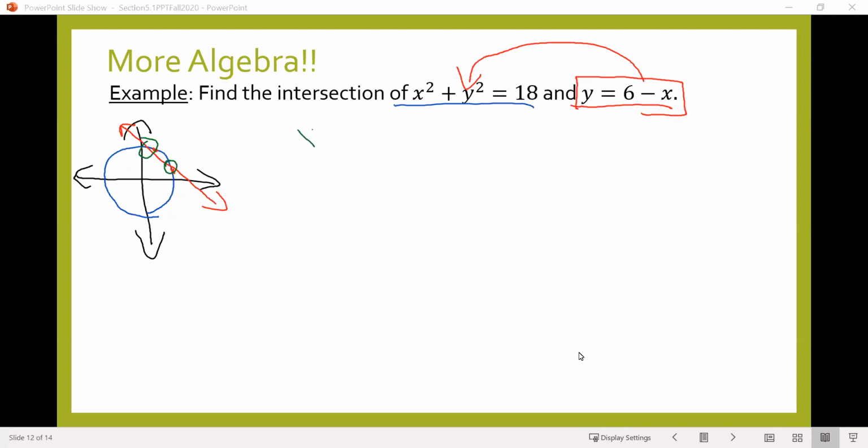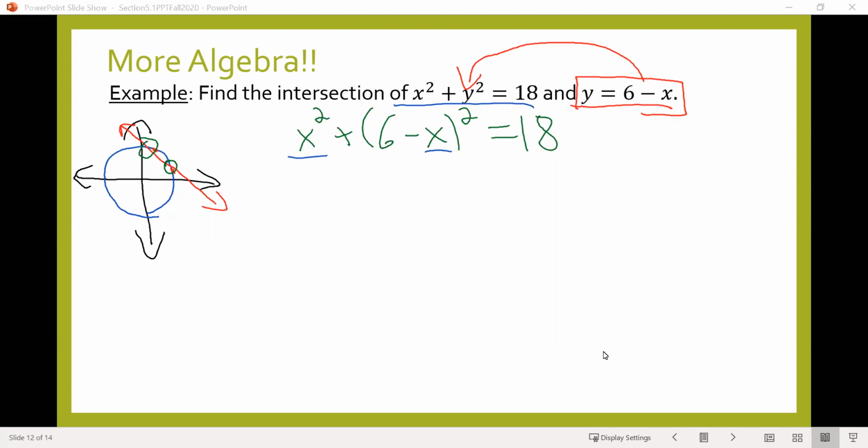So once we do, we have x squared plus, plug it in for y now, we have 6 minus x squared. So that value, again, 6 minus x is taking the place of the y, equals 18. And notice this is beneficial for us because now we have our equation in terms of only a single variable, which is x. So we can go through and solve this now. So how are we going to do that?